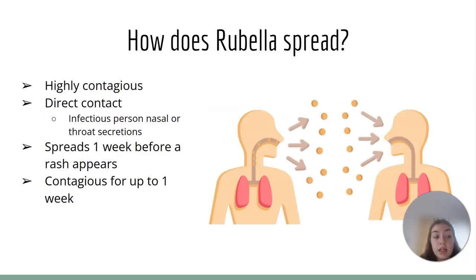So rubella is highly contagious, and it is usually most contagious when the infected person has the rash. But it can spread up to 7 days before and after the rash appears. So it is usually conducted through direct contact with the infectious person, nasal or throat secretion, so breathing in that infectious person's droplets from their coughs or sneezes, or even sharing drinks or food with an infected person can cause rubella. And we see that 25 to 50% of people with rubella do not develop any symptoms, as I said before, but they can still give it to others.